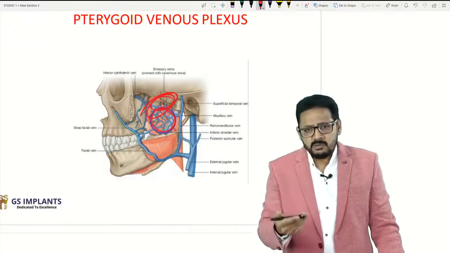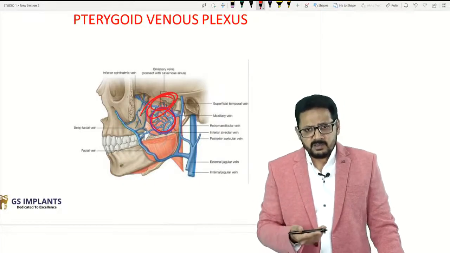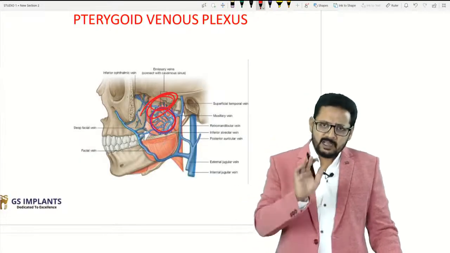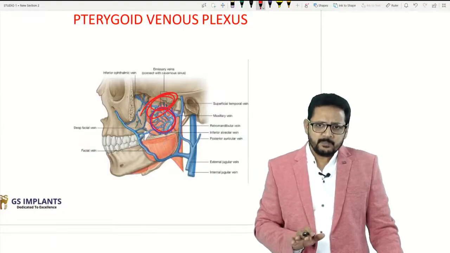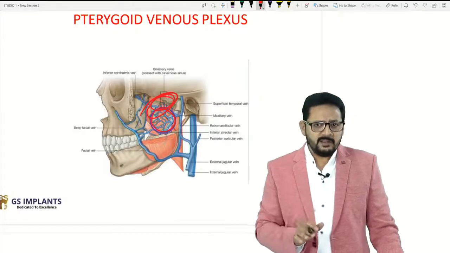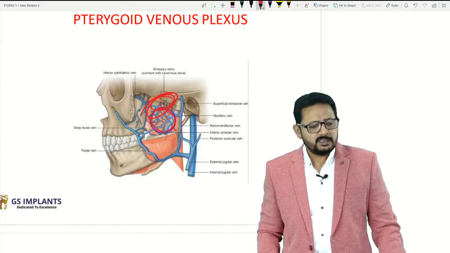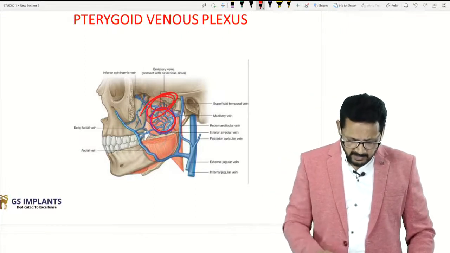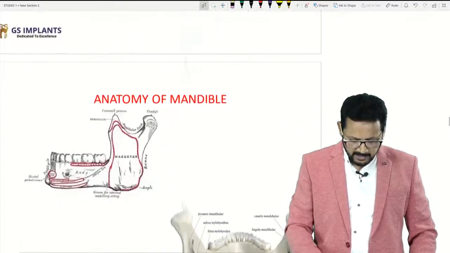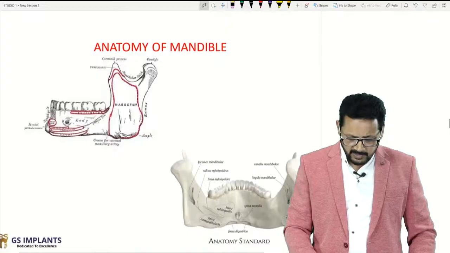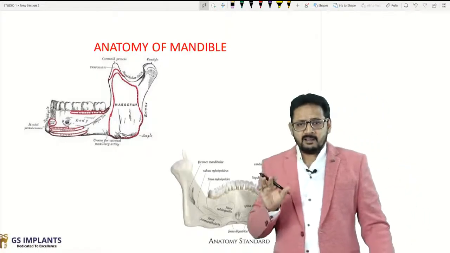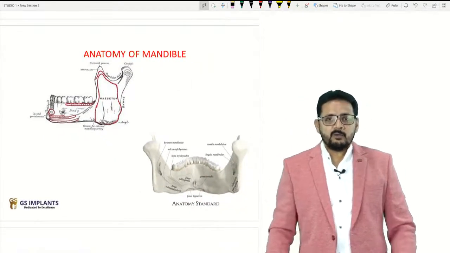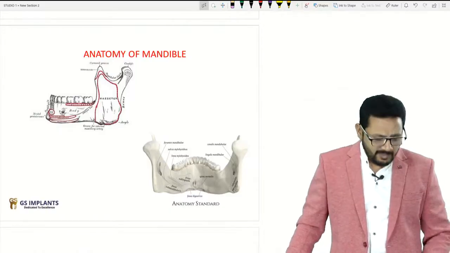I am just giving you knowledge about this because, even if it happens, there is nothing to worry about. Just put the patient on a high dose of antibiotics and then steroid therapy. It will subside. Nothing to worry about. Okay. So this is the specific thing about the pterygoid venous plexus. Next, moving on, that was the brief anatomy of the maxilla, which is required for placement of implants. Now, moving on to the anatomy of the mandible.